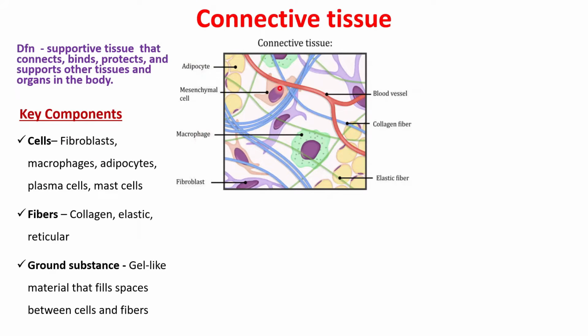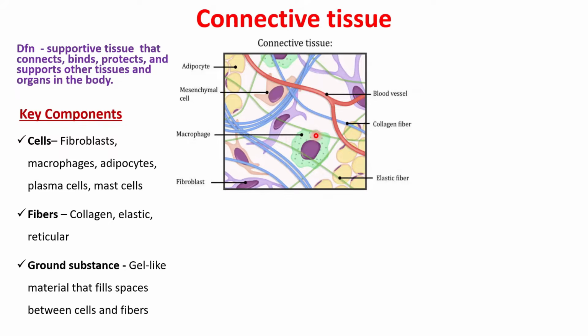So in this image, you're seeing mesenchymal cells, of course. You're seeing adipocytes, you're seeing macrophages, we are seeing fibroblasts. This is a fibroblast that you're talking about. And maybe the other cell that you see is actually the mast cell.